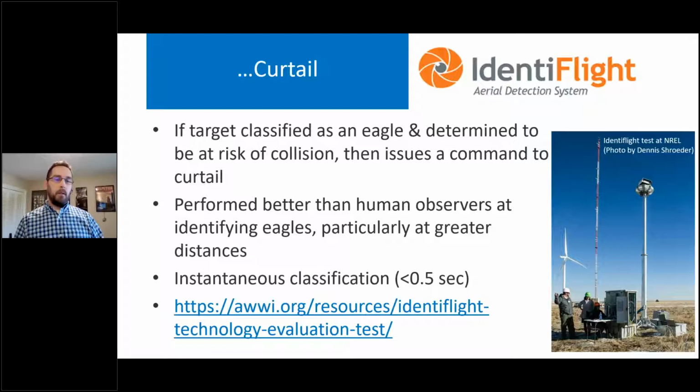Early results show that this camera system, this technology, has performed better at recognizing eagles relative to human observers, particularly at greater distances, and that the classification time frame was near instantaneous. And so that's really encouraging. There's more information on this technology. If you go to AWWI's website, there's a summary of early results as well as a publication that you can access for further reading.